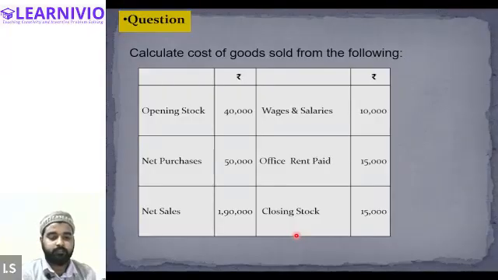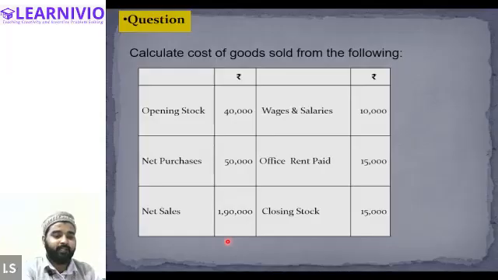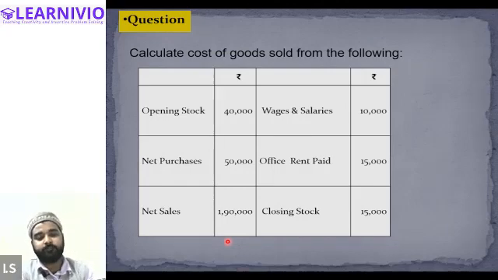So 1 lakh. 1 lakh is the cost of goods sold. Yes. Let me check. No, it is 85,000. So I think you have also included the office rent as a direct expense. Yes. Oh, yeah, definitely. So this is basically an indirect expense. This is not a direct expense. So office rent paid will not be considered in the cost of goods sold. It will not be treated as a direct expense.